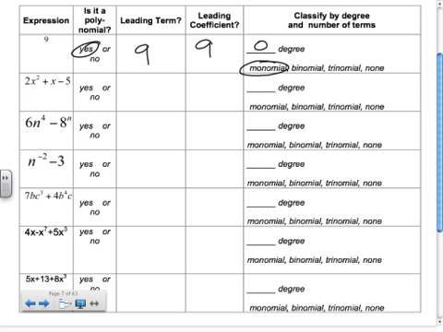Okay? Polynomial, yes. Leading term, the 2x squared is the leading term. The leading coefficient is just the guy way out in front. It's just a 2. The degree of the polynomial is 2, and there's 3 terms here, so it's a trinomial.